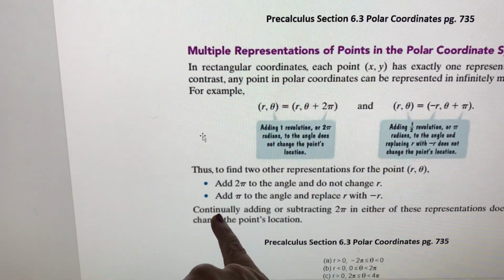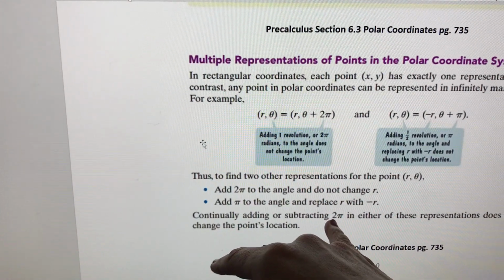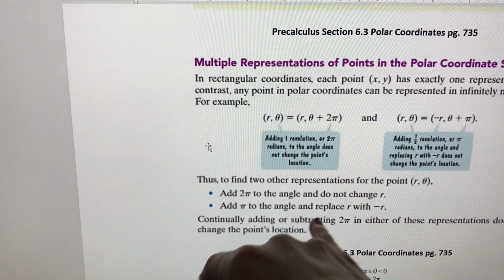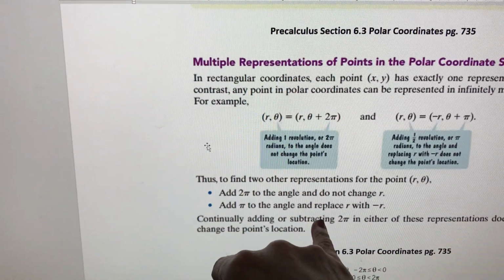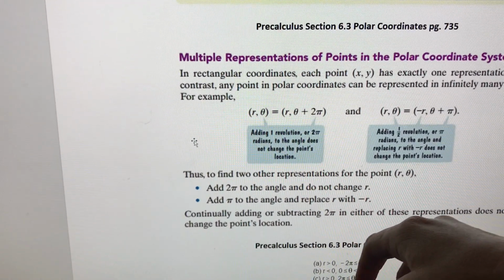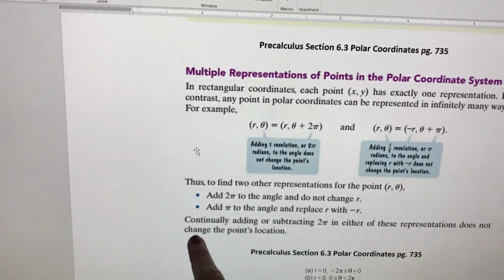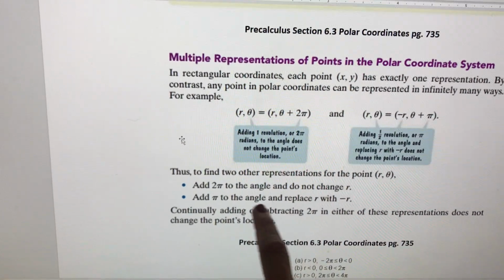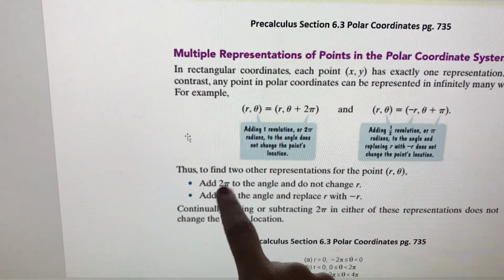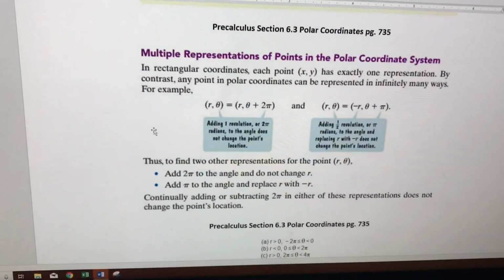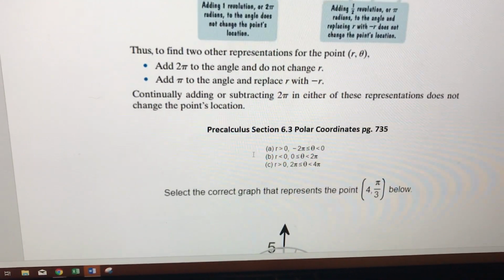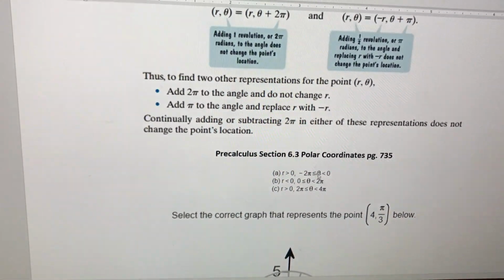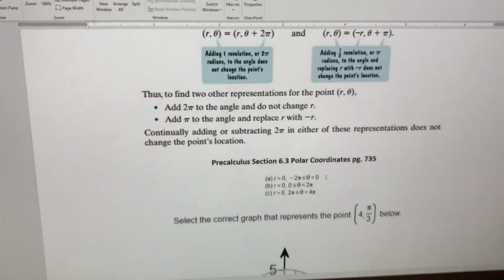And it says here is kind of a hint, continuing adding 2π radians, adding or subtracting 2π radians to either of these representations does not change the point's location. So you remember you can add or subtract. It all kind of depends on, what I figured out later, is this interval gives you where that angle is.